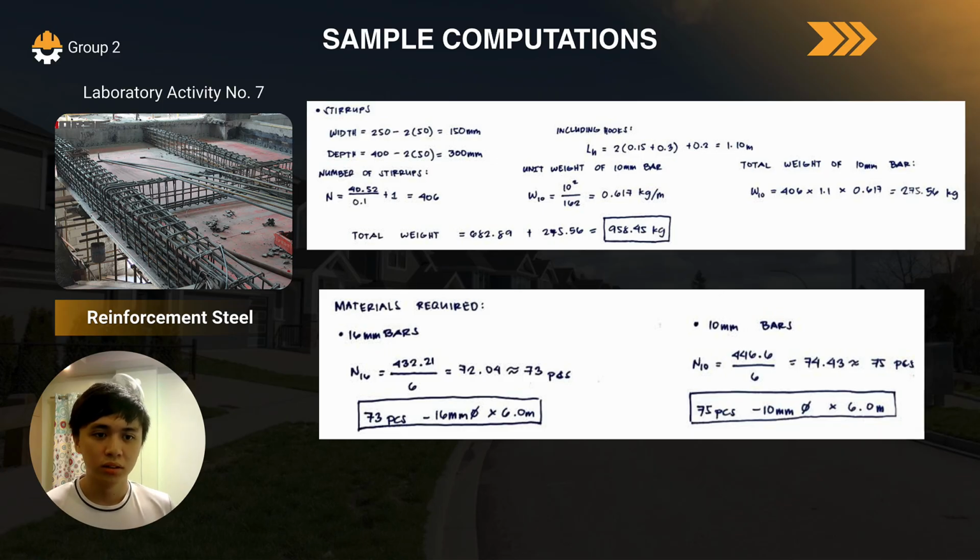So, as a summary of all these calculations for the tie beam reinforcing bars, for the longitudinal bars, we need 73 pieces of 16 millimeter diameter by 6 meter rebars. And for the stirrups, we need 75 pieces of 10 millimeter diameter by 6 meter rebars.